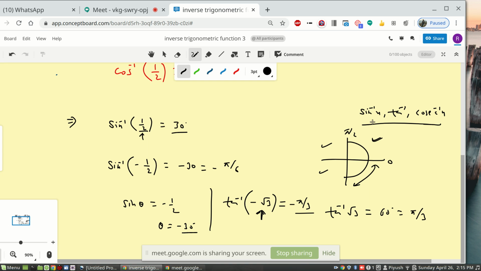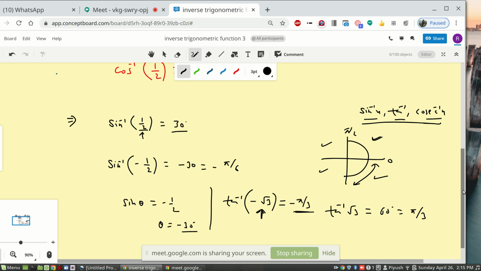but we can't go there because the restriction says that tan inverse and cosec inverse have to stay in this region. So I have only the possibility to go here. So that's why the angle will be minus 60 degrees and the answer is minus pi by 3. Now you can answer for the other case also.